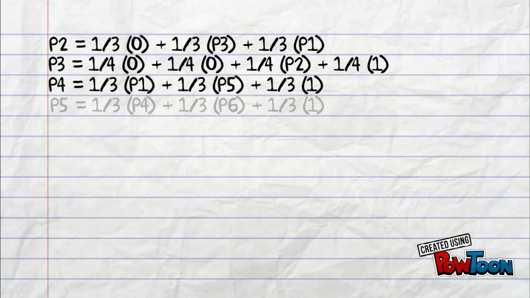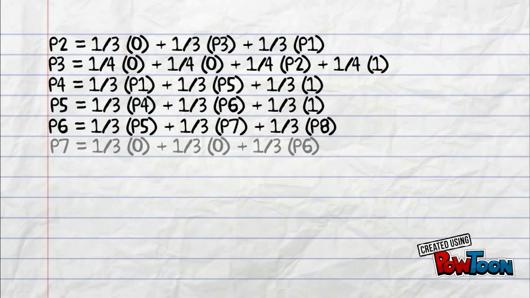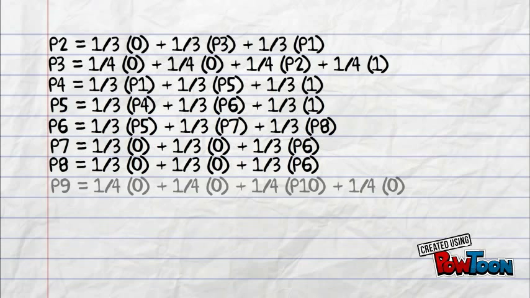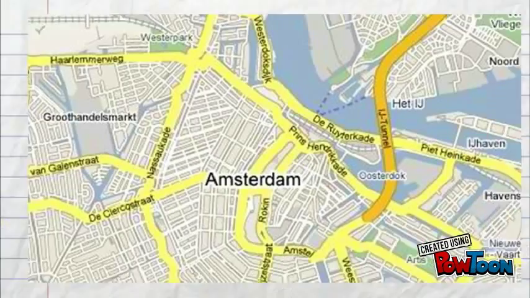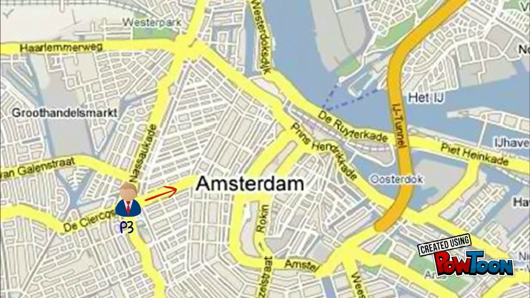As you can see, some of the paths are multiplied by 1 instead of 0 or a point P. These paths indicate that it leads directly to Amsterdam, the target destination. For example, this 1 in P3 indicates that a path in P3 leads directly to Amsterdam.